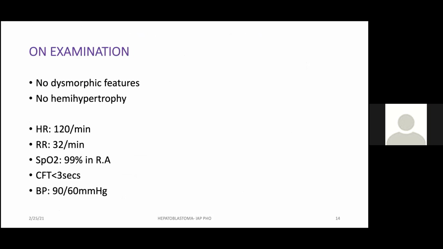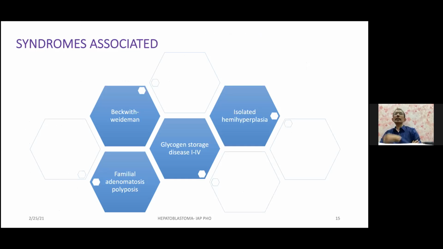Continuing with the examination, there were no dysmorphic features. There was no hemihypertrophy. The child was vitally stable at presentation. Okay, next is the dysmorphism.